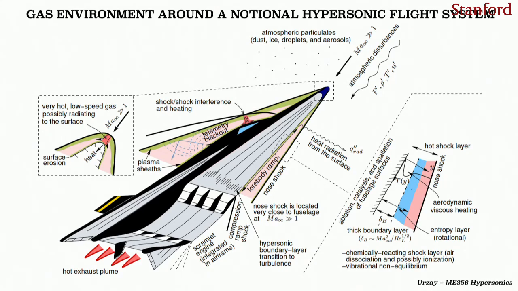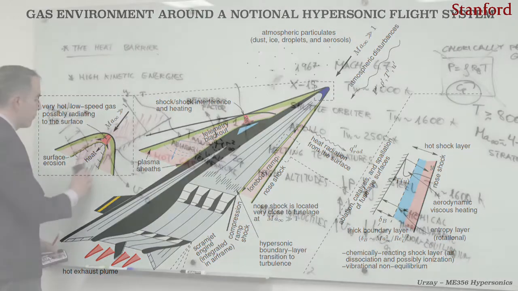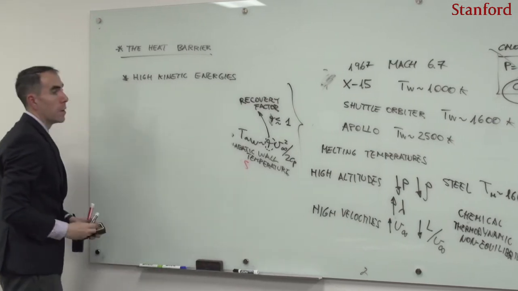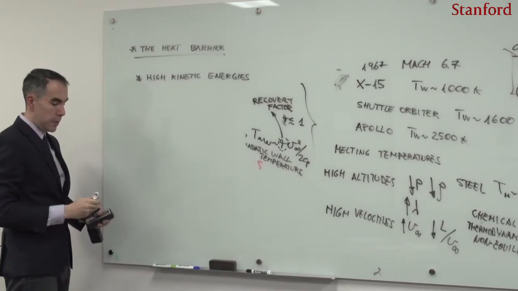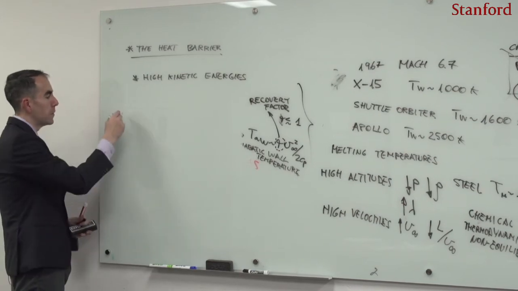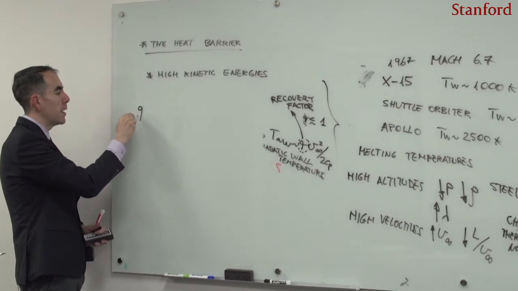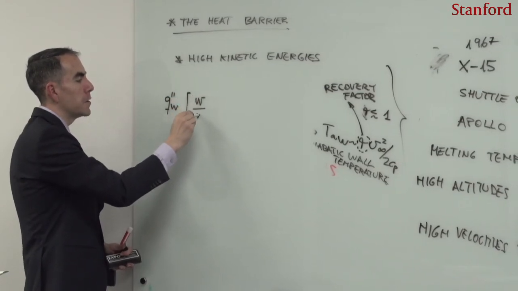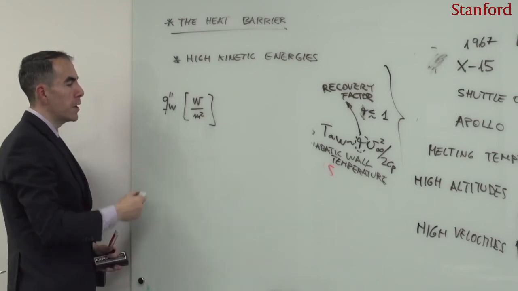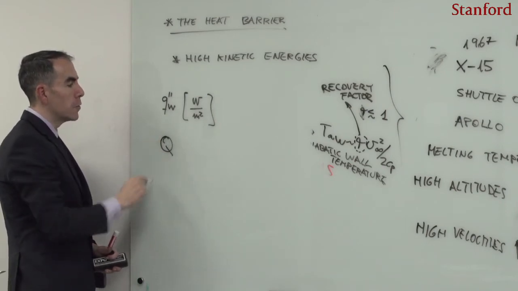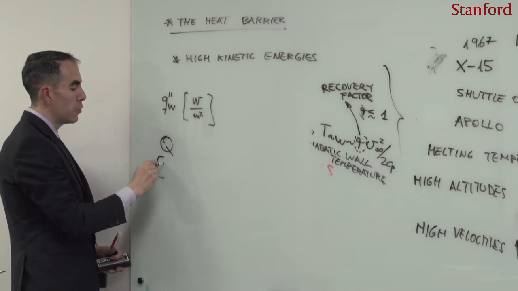Let's just go now to explain a little bit of the heat loads on the system. A system that is flying through the atmosphere is going to be subject to heat loads. Those heat loads may come in two ways, or they may be measured in two ways. One of them is by using the heat flux at the wall. This heat flux is going to be measured in watts per meter squared. And then the second one, whereas this is watts per meter squared, the second one will be the total heat load. The total heat load is going to be measured in joules.